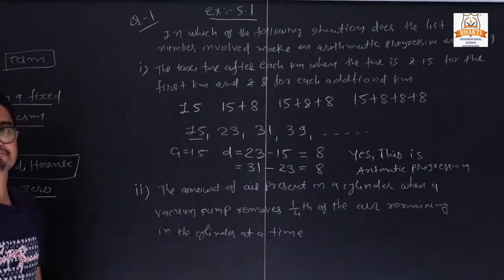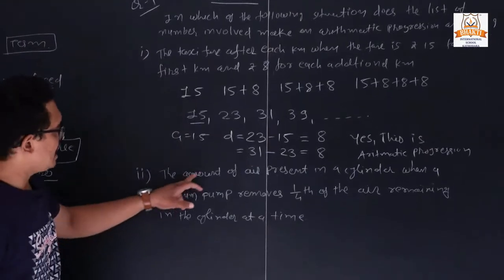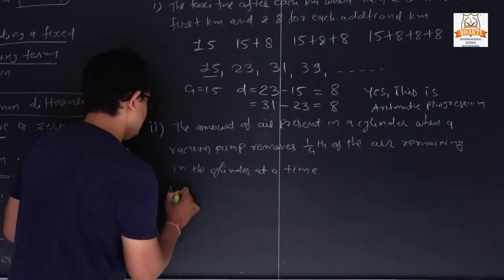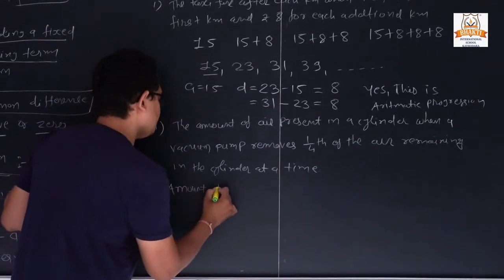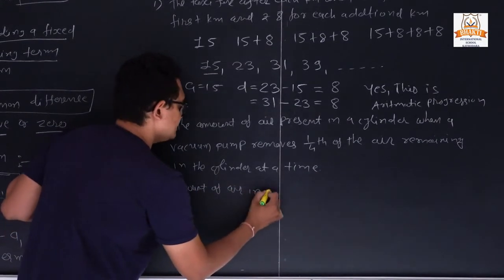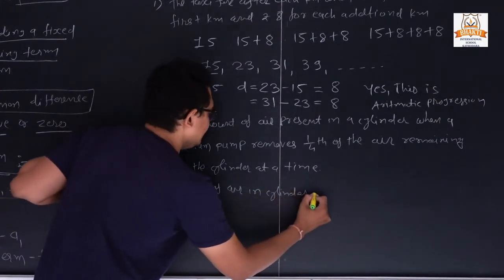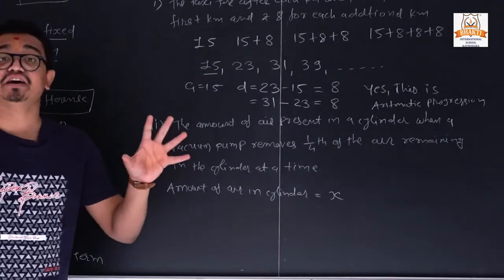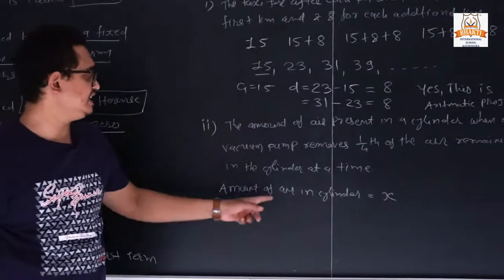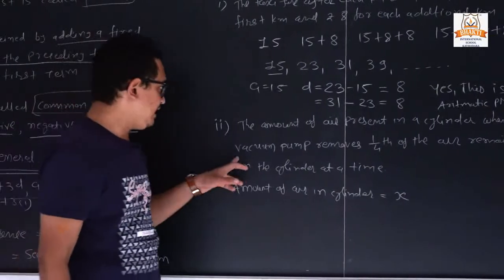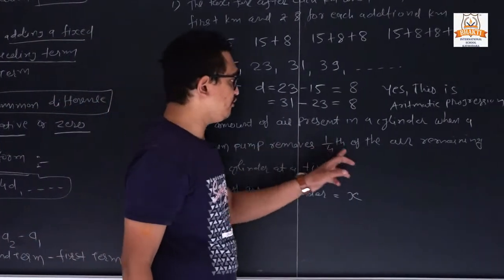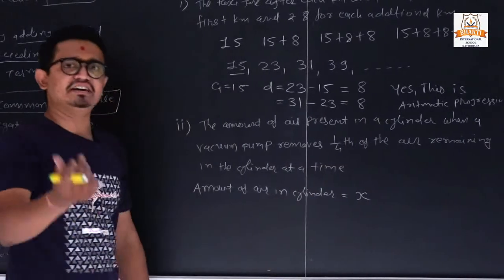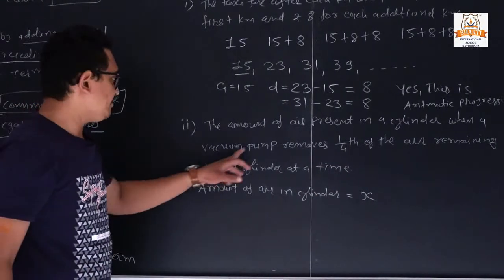Now second, the amount of air present in the cylinder. Suppose we declare the amount of air in the cylinder as x. Clear? When a vacuum pump removes 1/4 of the air, this is the amount remaining in the cylinder each time. So every time we are removing 1/4.